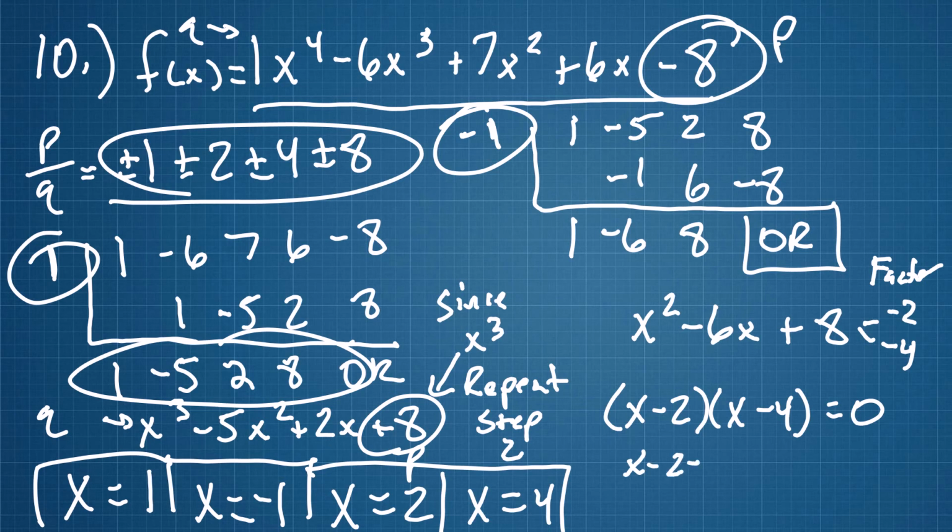Because remember, we set each of those parentheses equal to 0. And that's how I get my last 2 answers. So now look, I have 1, 2, 3, 4 different solutions just like I thought. I'm done. And that's it for number 10.